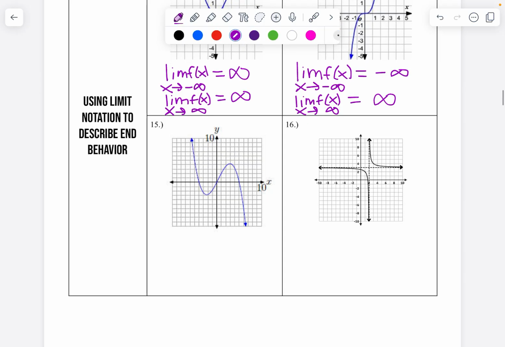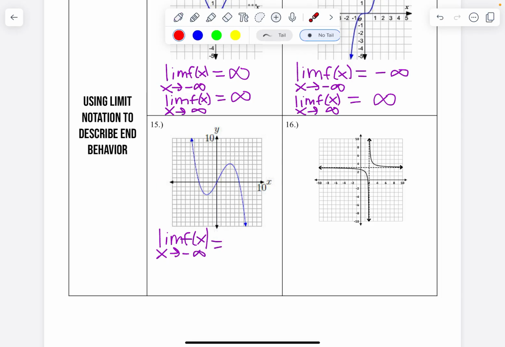So we'll see that again here in 15. This one is just negatively oriented. So this time, if we talk about the limit of f of x as x heads to negative infinity, the left side of this graph, so again, heading out to the left, this function is going up this time to positive infinity. And the limit of our function as x goes to positive infinity, so if we head out to the right, this function's ultimately headed down to negative infinity.